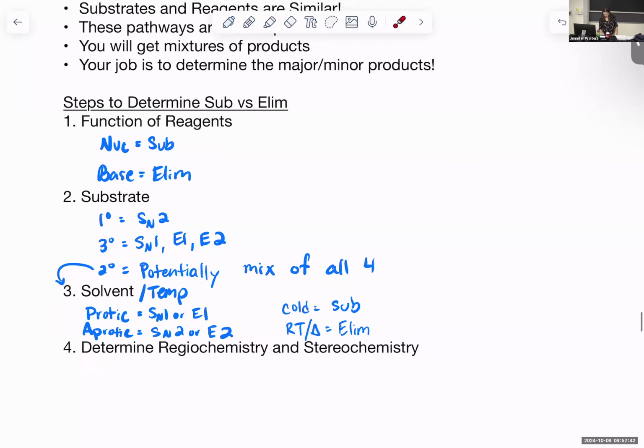So these would be the considerations that we would pick. If you're trying to pick between 1 versus 2, look at your solvent. If you're trying to pick between substitution or elimination, look at your temperature. But again, you're doing that last. Don't start there. That is our last thing that we consider. You look at the reagent first, then the substrate, and then if you need to, look at your solvent or your temperature. And then step 4 is going to be look at your regiochemistry or stereochemistry and draw the product.